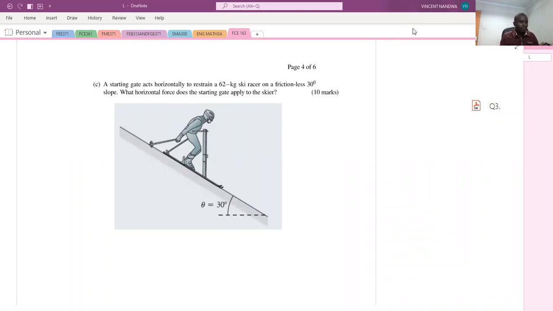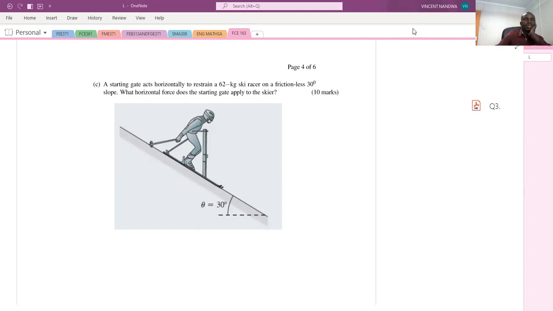Welcome back. So we have another problem on application of Newton's second law of motion and drawing of free body diagrams. So the problem reads, a starting gate acts horizontally to restrain a 62 kilogram ski racer on a frictionless 30 degrees slope. So this is a slope. So what horizontal force does the starting gate apply to the skier?